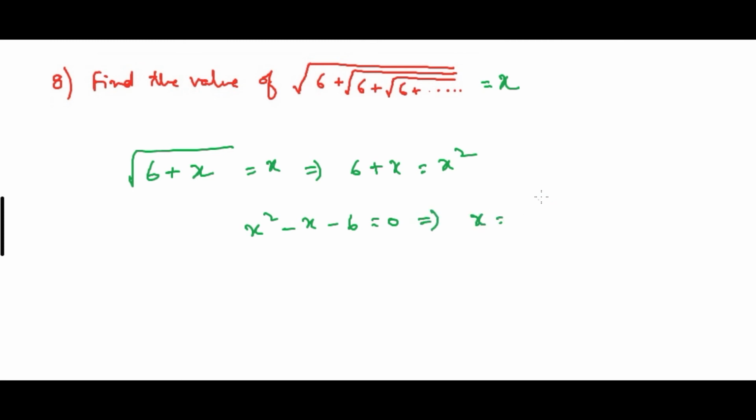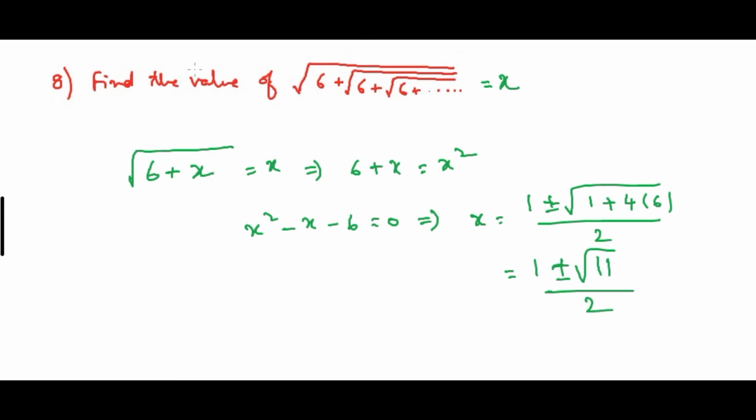Minus b. So what is the formula? Minus b plus or minus square root of b square minus 4ac by 2a. So minus b plus or minus square root of b square minus 4ac by 2a is equal to 1 plus or minus, this is 10 and this is 1. So root 11 by 2. Yes, this will be equal to 1 plus or minus square root of 4 sixes are 24 plus 1 is 25 divided by 2.